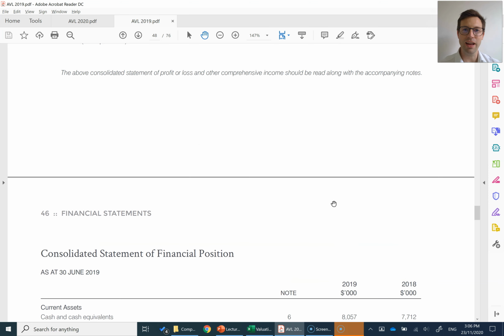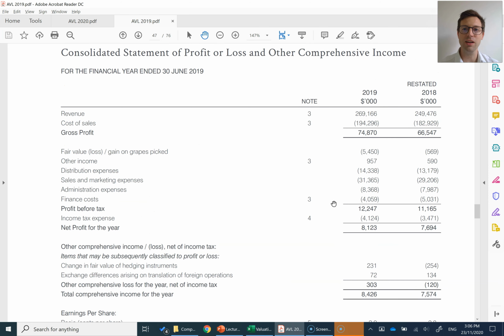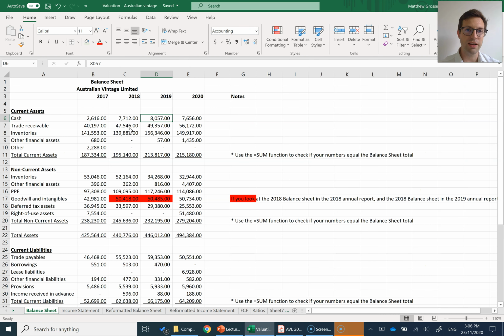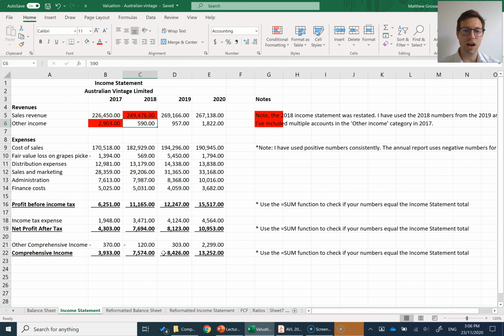sheet, and I enter in all the accounts also for my income statement. For example, 2019 here, I've got a total comprehensive income for the year of 8,426. When I go to my spreadsheet, I go to my income statement. For 2019, I've got a comprehensive income of 8,426.